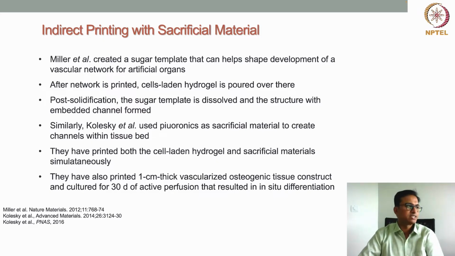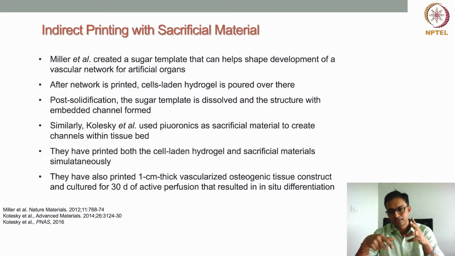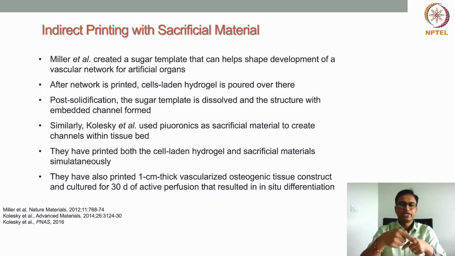they have also printed a cell-laden hydrogel along with this. As the cell-laden hydrogel they have used GelMA as a bioink. So through one nozzle the cell-laden hydrogel, that is the cell-laden GelMA, was printed, and with another nozzle the Pluronic was printed as a channel as per the vascular network design. Then they have used photo cross-linking, because GelMA is a photo cross-linkable material, to solidify the structure, so that it gels.